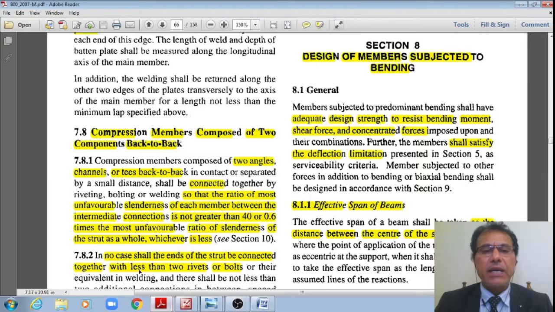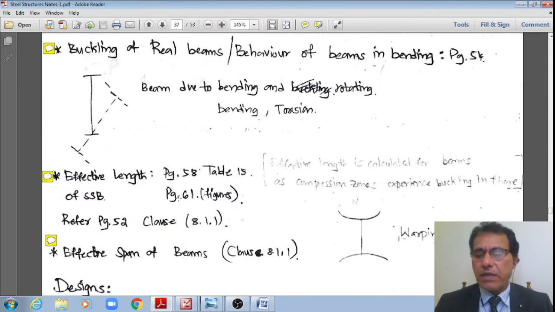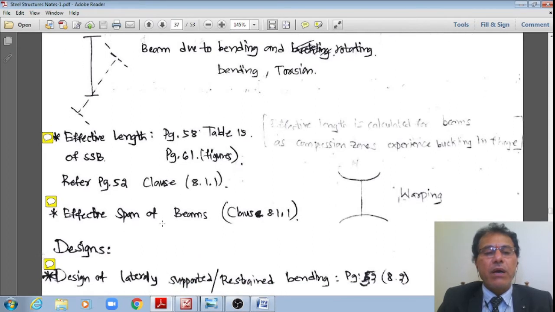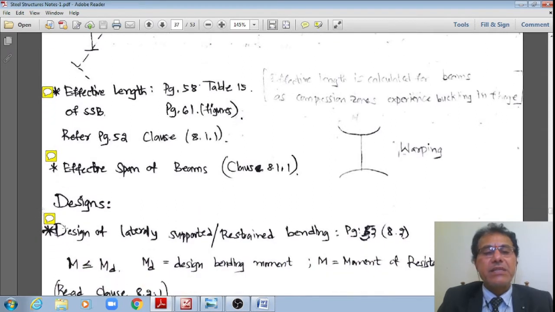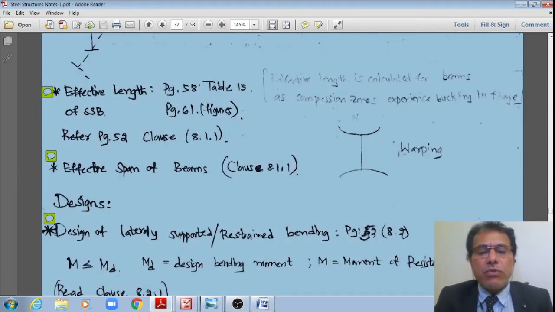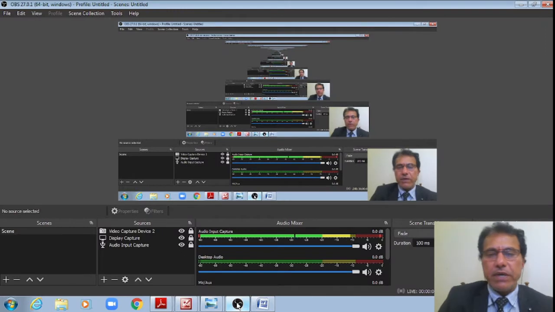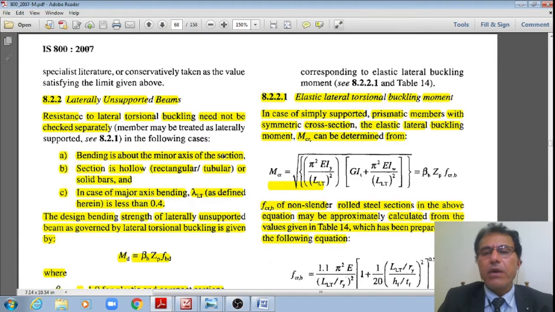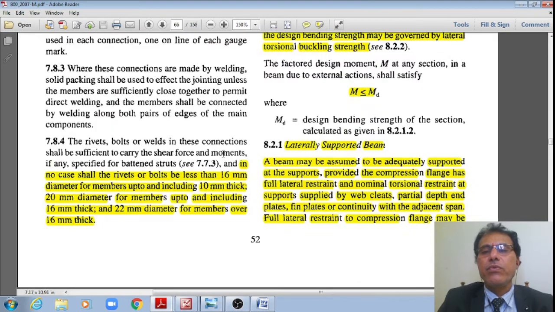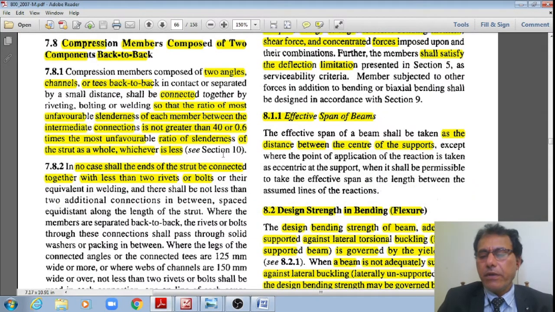Once we examine these laterally supported and unsupported beams, let us move quickly to the discussions. Now let us move to the designs of the laterally supported beams as per IS 800-2007, clause 8.2, page number 52, right? Then we will also move to the laterally unsupported beams at a quicker pace, right?